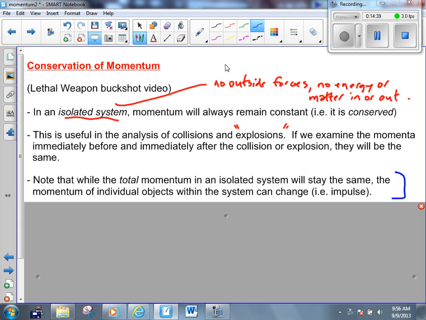Well, in the system, momentum is conserved. Momentum stays the same in the entire system, but each individual object within the system experiences a change in momentum. You fire that gun, the bullet gains momentum. Bullet had zero momentum. Now it's got momentum forward. The gun had no momentum. Now it's got momentum backward. They both gained momentum, but the total momentum remains zero because the momentum of the bullet and the gun are in opposite directions. So the total momentum still remains the same. The momentum of individual objects changes.